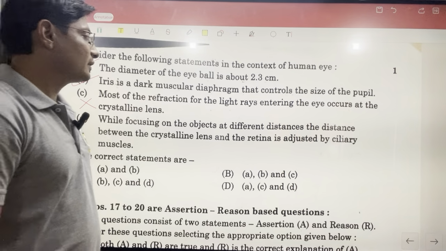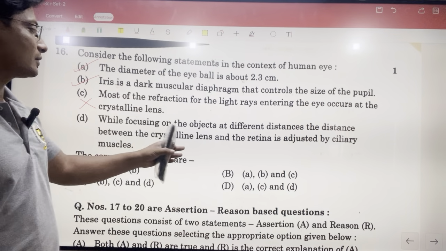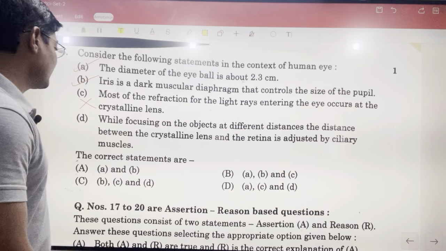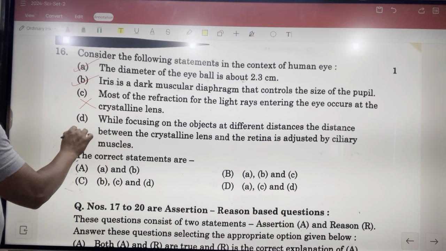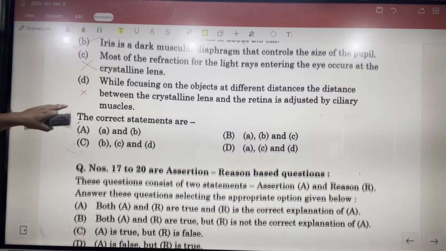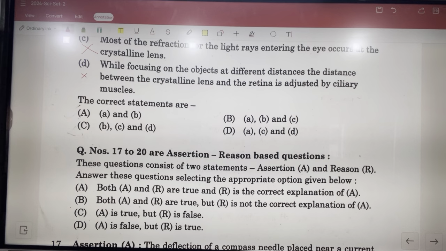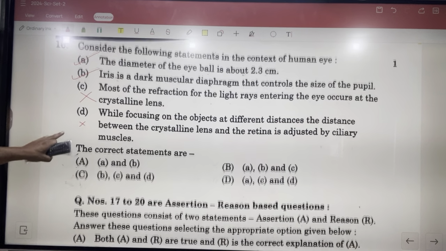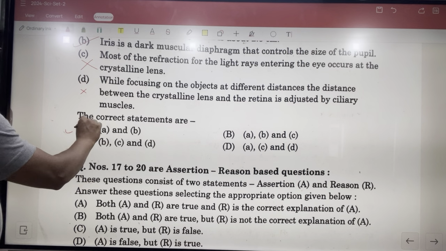While focusing on the objects at different distances, the distance between the crystalline lens and the retina is adjusted by ciliary muscles. It is also incorrect. Only the focal length will be adjusted, not the distance. The correct statements therefore are A and B. So A and B is the only option A.